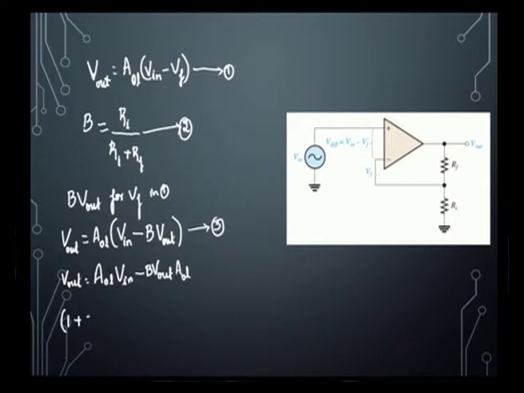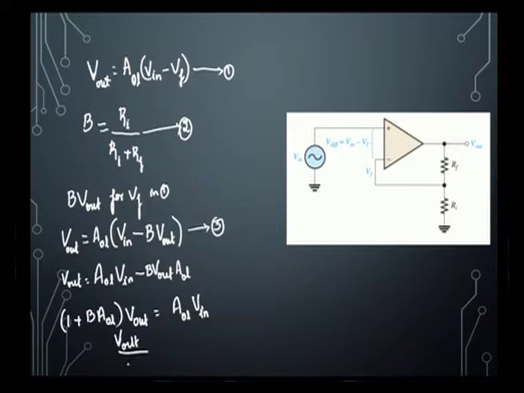1 plus B AOL times V out is equal to AOL times V in. So, after rearranging we will get the overall gain of the amplifier in the figure. The overall gain can be calculated as V out by V in. That is the open loop gain of an amplifier we already discussed, that is output voltage by input voltage.